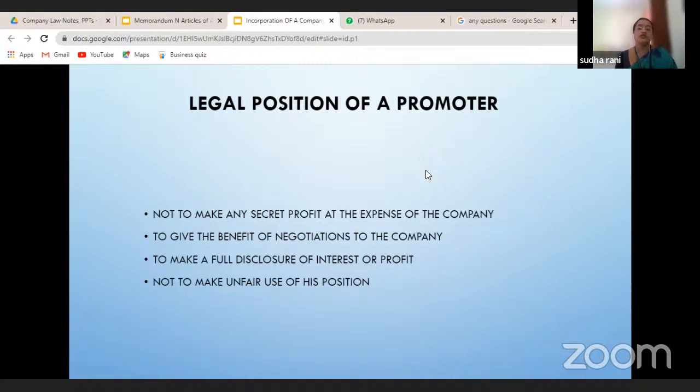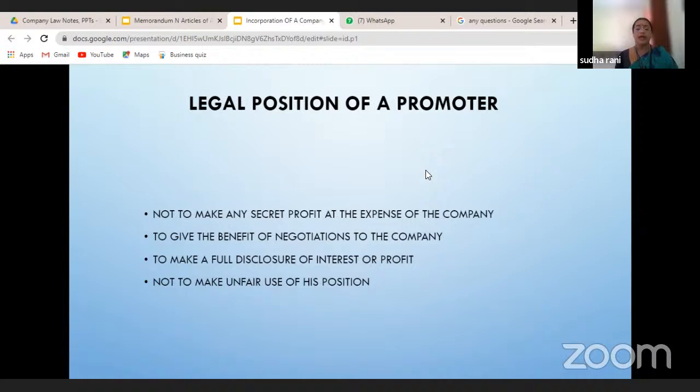Next one, to make a full disclosure of interest or profit. If he has any interest or is making any profit, that has to be disclosed clearly to the members or the other investors in the company. Say, for example, I have my own land, and as promoter, for the company also I need to acquire a land. So he can sell his land to the company. He may think, okay, this is the rate the land has in the outside market, I'll charge some 2 lakhs extra and sell it to the company.